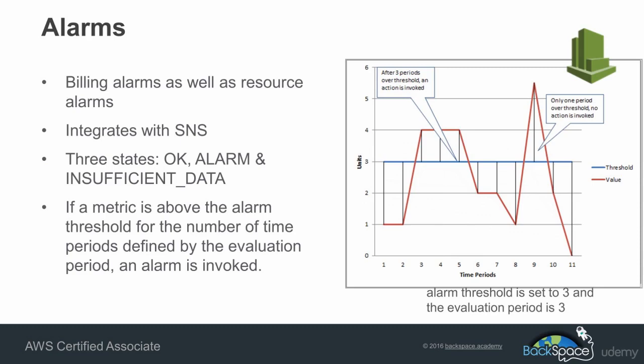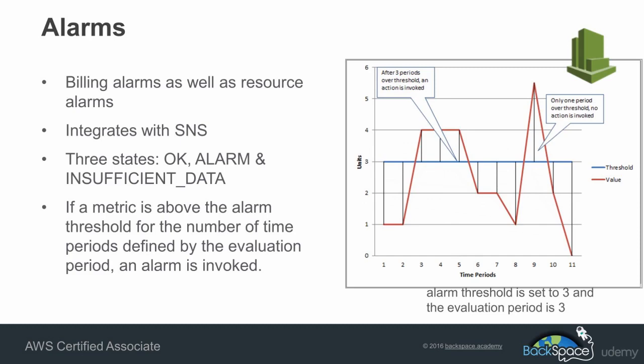So at time period number 5, our alarm will be invoked. Then it drops back down, and basically our service can allow another alarm to occur when it's dropped back down from the alarm threshold.